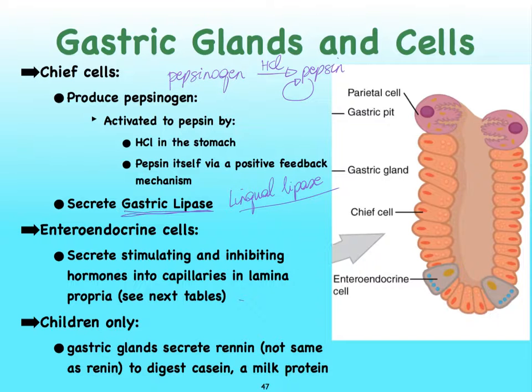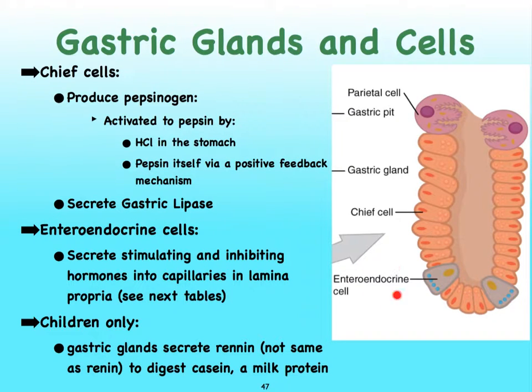Finally, we get to the enteroendocrine cells, which are primarily concentrated near the very bottom of our gastric gland, and as the name says, these are cells that produce hormones. These hormones are going to end up in the capillaries of the lamina propria. Remember, that's the loose connective tissue that sits just deep to the simple columnar epithelial tissue, so right about here. It is very vascularized, and these hormones can have different functions. They can either stimulate digestion or they can actually inhibit digestion. We will look at some examples of those hormones.